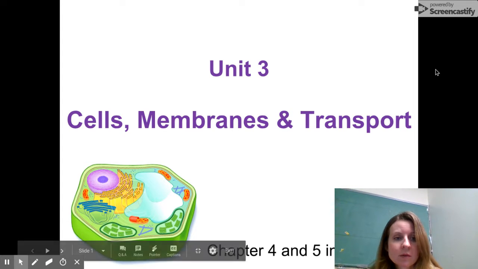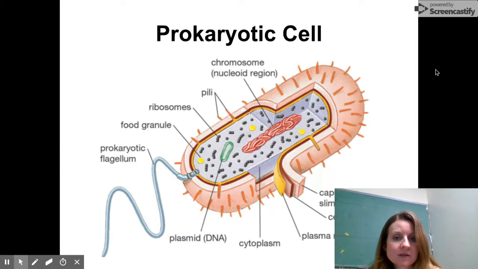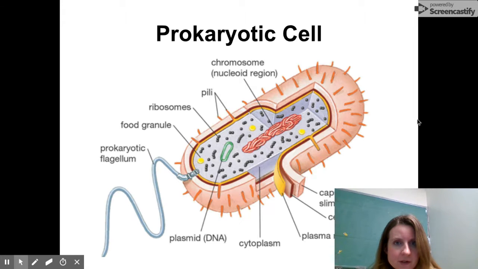So, in this unit, we're going to start talking about the different parts of the cells, okay, which includes the membranes and things moving into and out of the cells. All right. So, you should have already gone through organelles in middle school, but we're just going to kind of recap what are some of the important components of the cell.